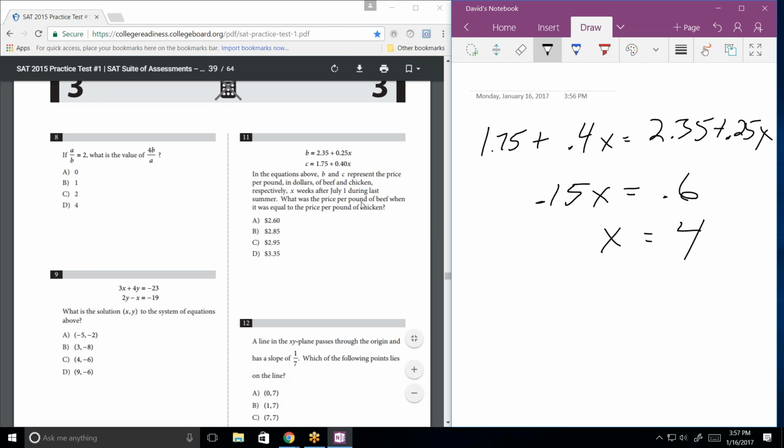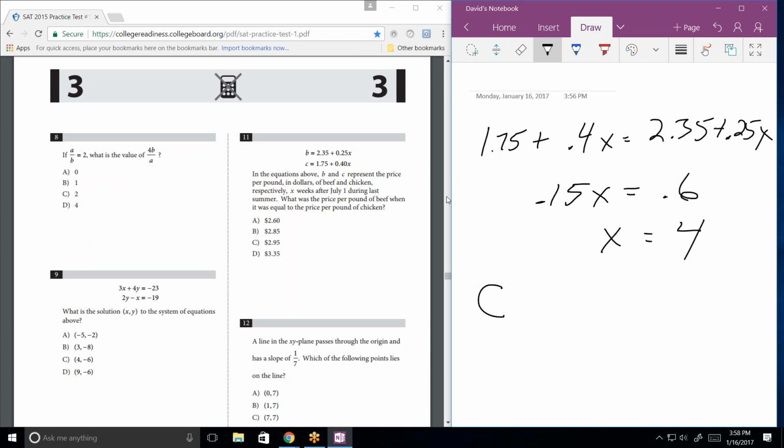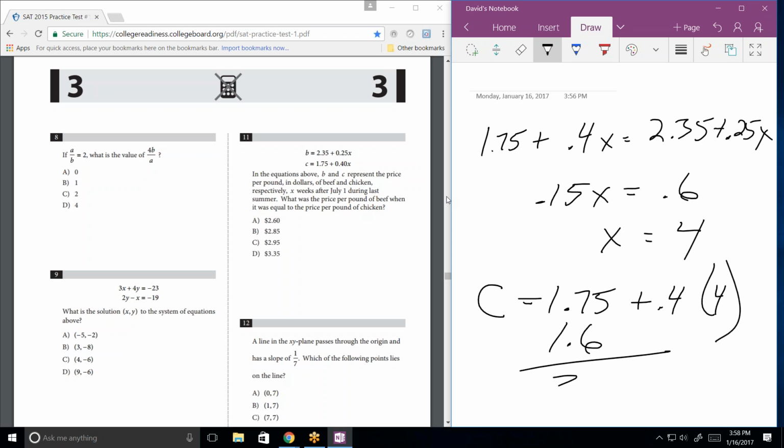Notice. What we failed to do was read the entire problem. What was the price per pound of beef, which is C? So we did solve for x, but we need to plug it back into C. So C is $1.75 plus 0.4 times 4, which is 1.6. So that's 3.35. So D. Okay, that's clever. It gets very tricky on you.